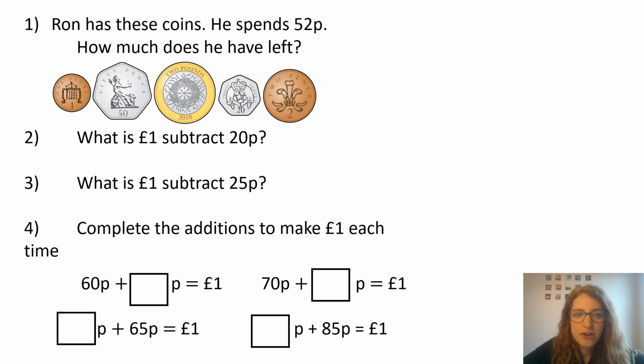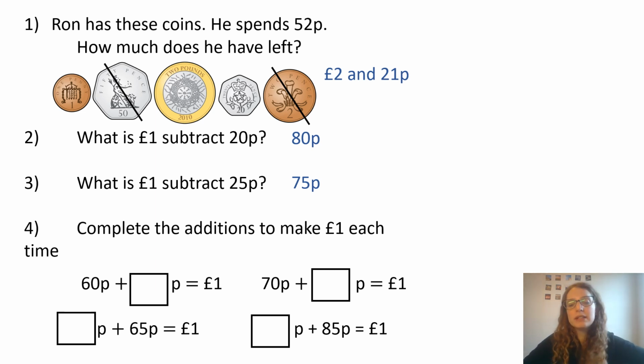Okay, so Ron, we need to look at how much he's got to start with for question 1. So he's got a £2, 50, add 20, this gives us 70, add the 2 and the 1 is 73, and we're taking away 52 pence. Okay, so we're going to cross those 2 out. What has he got left? He has £2.21 left. Okay, £1 take away 20 pence is 80 pence. £1 take away 25 pence is 75 pence. We can use some of our knowledge of when we were dividing 100 up from a couple of weeks ago.